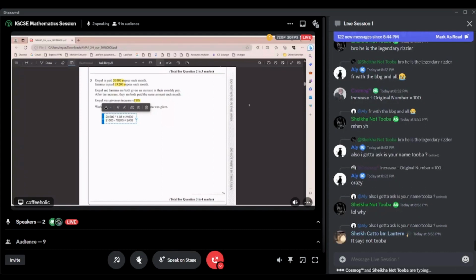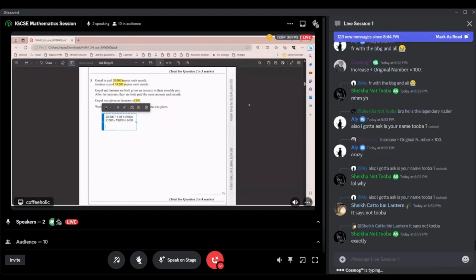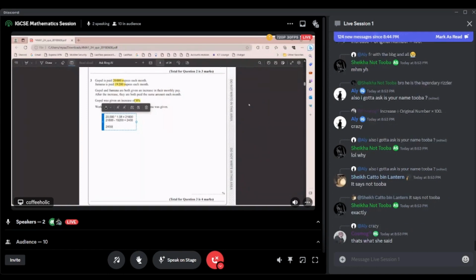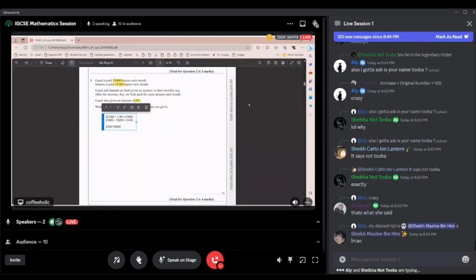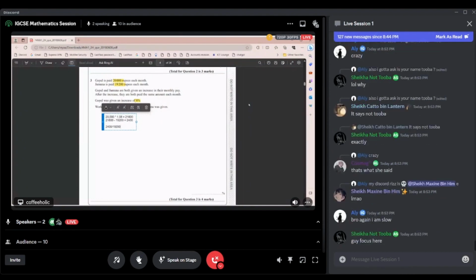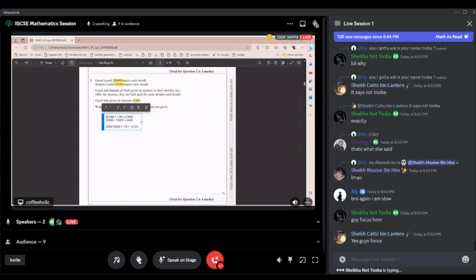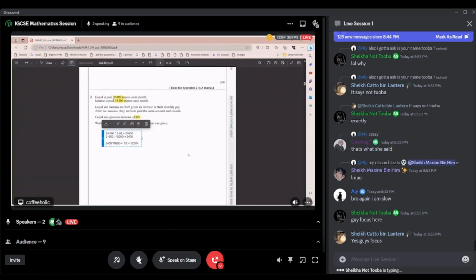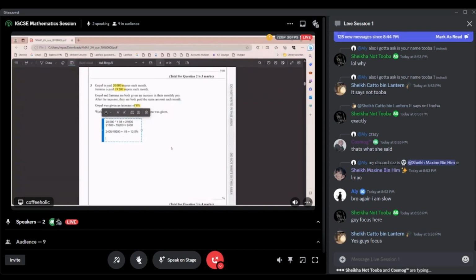Yep. To calculate the change, you would put 2,400 upon the original value of 19,200, and that would give you 1/8, and as a percentage, that would be 12.5%, which would be your final answer. Yeah, so percentage change is the change over the original times 100. That's it. The trick to this question was to understand that.